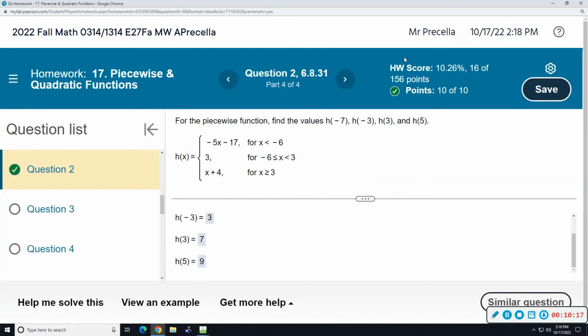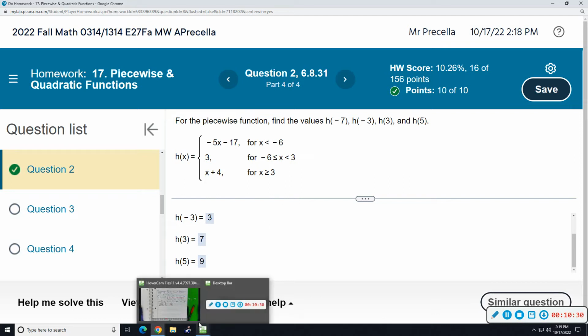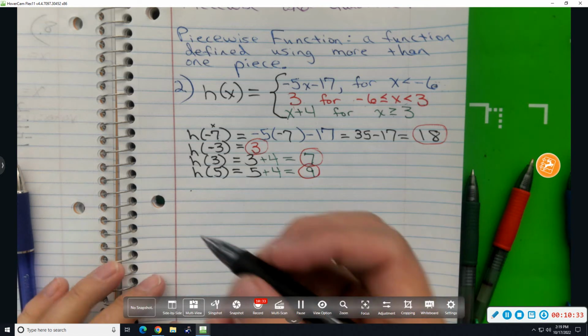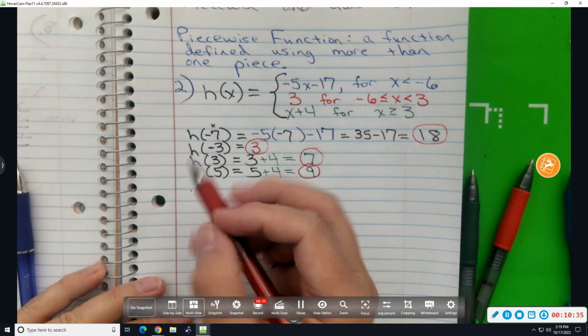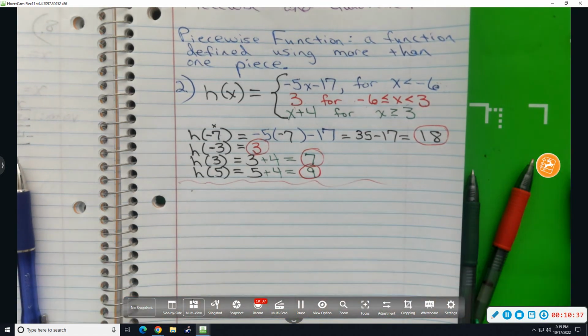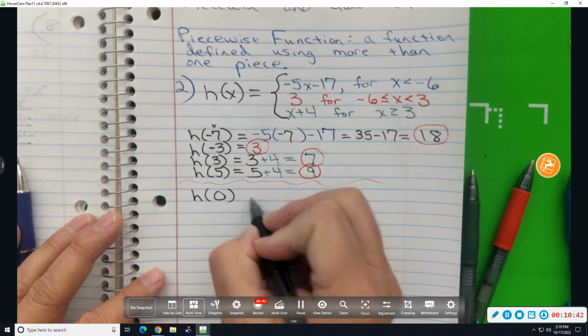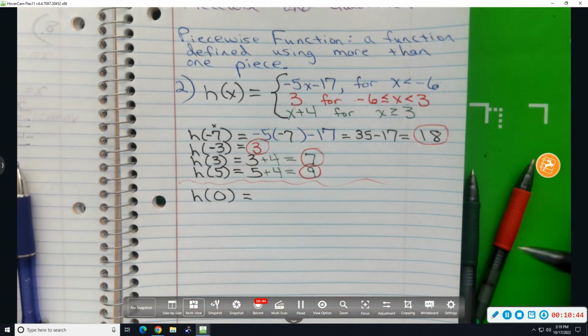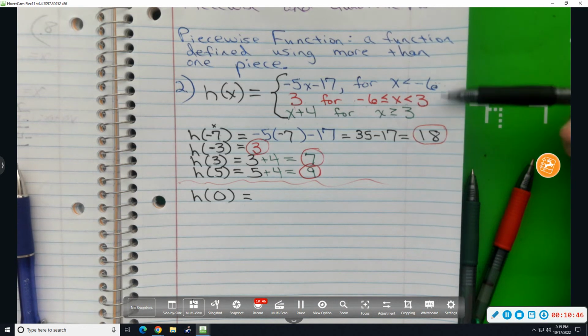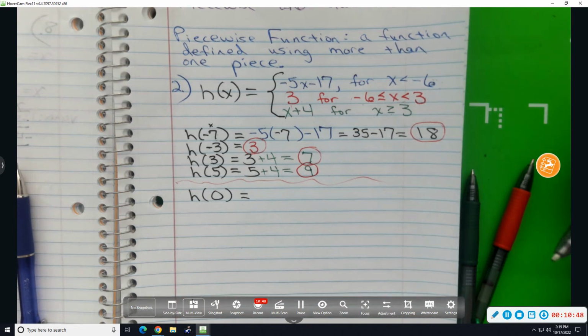Before we go on, I think I'll make up a couple more just to see if y'all actually are following this. Suppose I wanted h of 0. I'm going to make up some problems. Let me switch over. Okay, so this is not part of the problem. I'm just continuing with that function h of x. Suppose h of 0. Which piece would I use? Blue, red, or green?